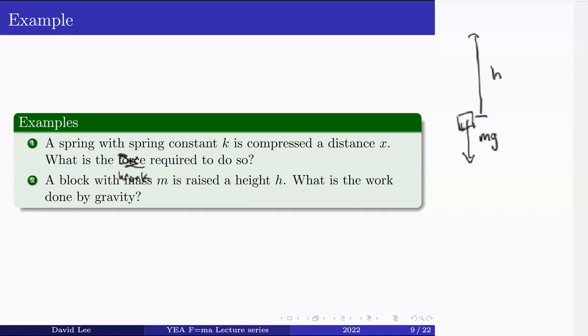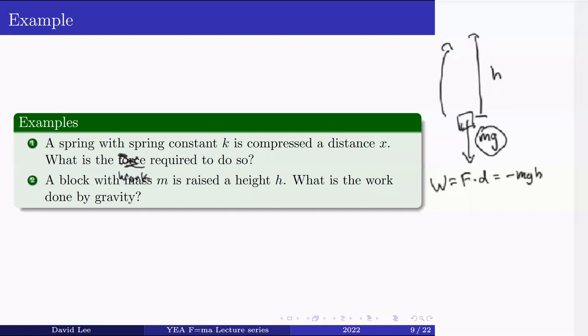Since our force is gravity, and gravity is always mg downwards, it's constant. So we can just use the formula work is force times distance, which in this case is negative mgh, since it's going opposite to our displacement. So when we raise the block up, gravity will do negative work.